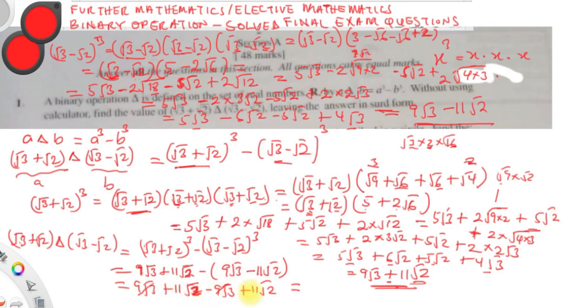Then we have 11 root 2 plus 11 root 2, which is 11 plus 11 is what? 22. 22 root 2 is the answer. They were asked to leave the answer in surd form. So that is all. 22 root 2. This is the answer.